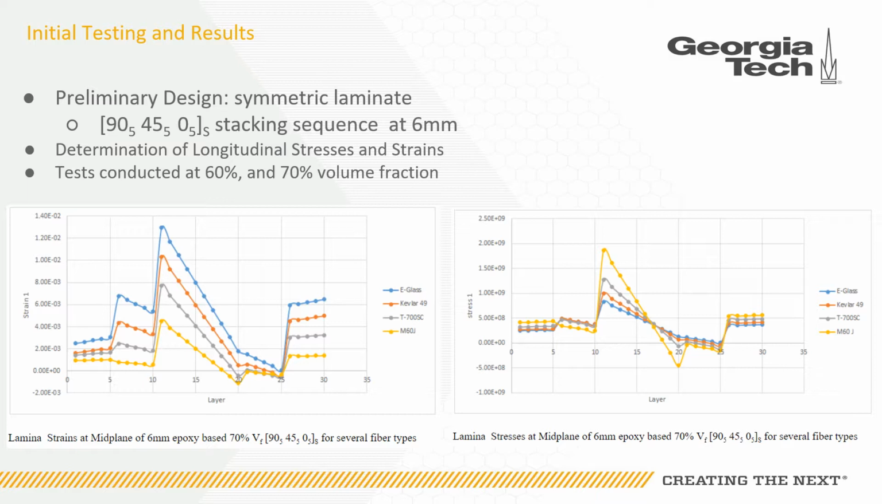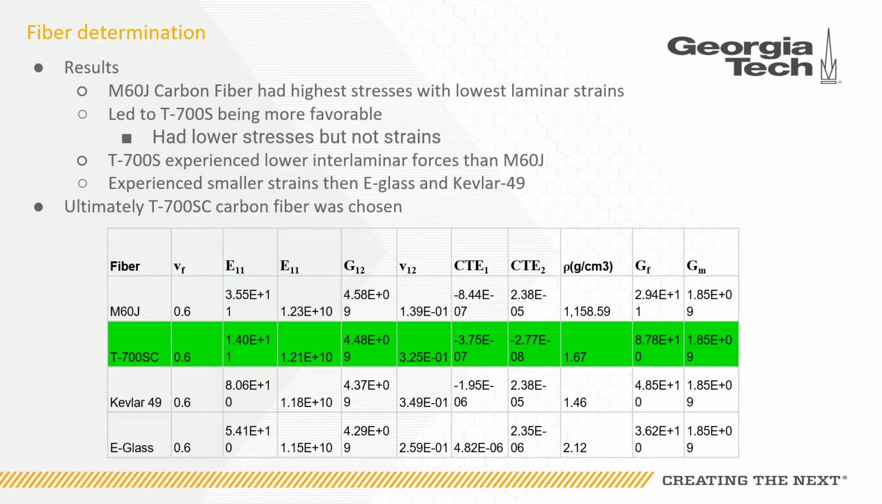To determine the fiber selection, a preliminary design was created with a stacking sequence shown here. A symmetric laminate was chosen to decouple the forces and moments, and a 6 mm laminate thickness was chosen to reduce the number of failures. All fibers were tested at both 60 and 70% volume fraction. The results of the test allowed us to first eliminate the options of E-glass and Kevlar based on their high strains, and finally select T700 due to the lower stresses it experienced.